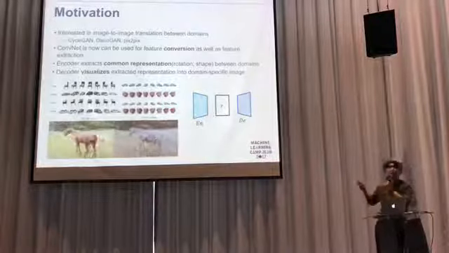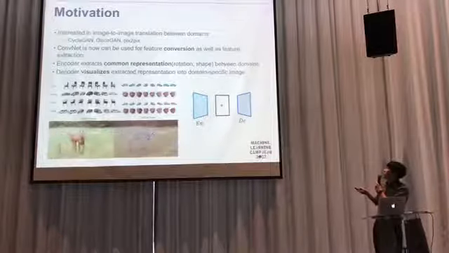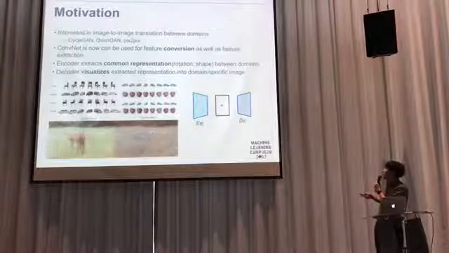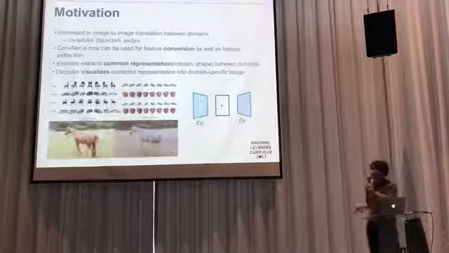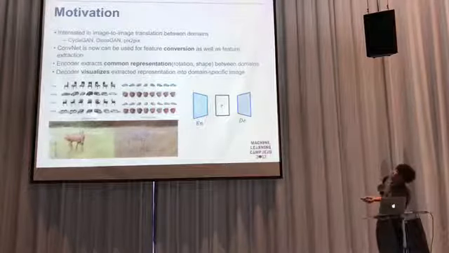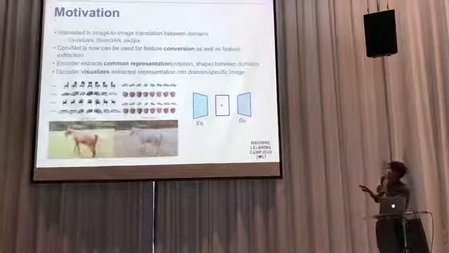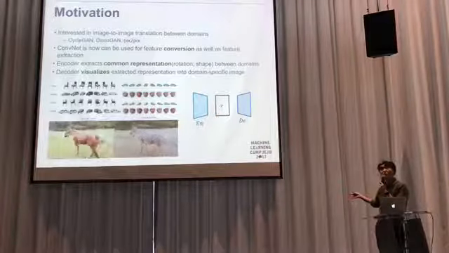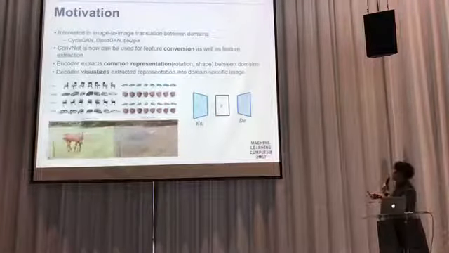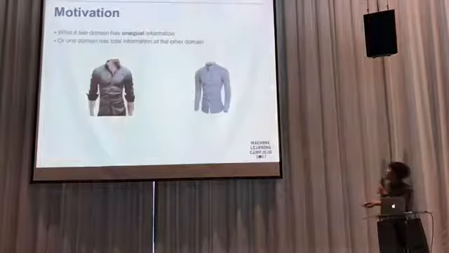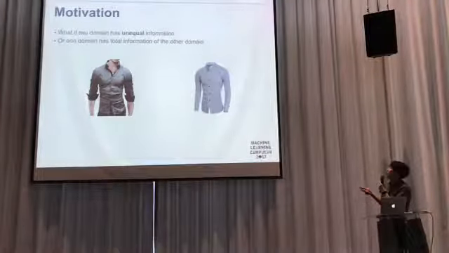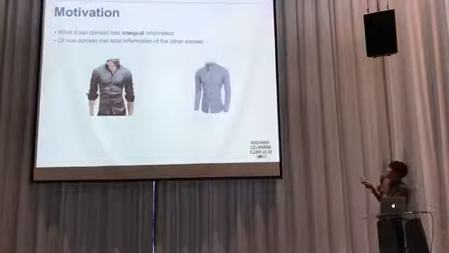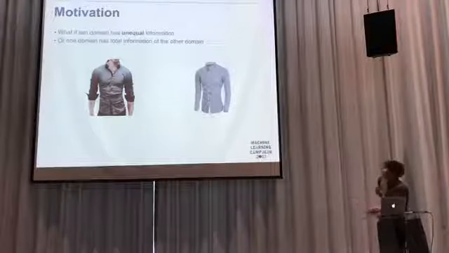The encoder extracts common representation, like the rotation in this data, the shape of the horse and other aspects also. And the decoder visualizes the extracted representation into the domain-specific image. So I wondered, what if the two domains have unequal information, or one domain has total information of the other domain?